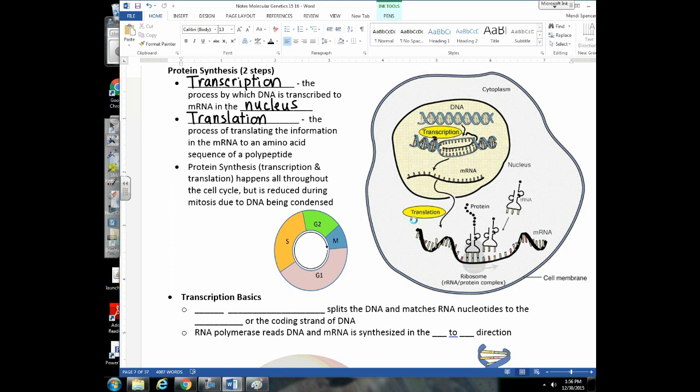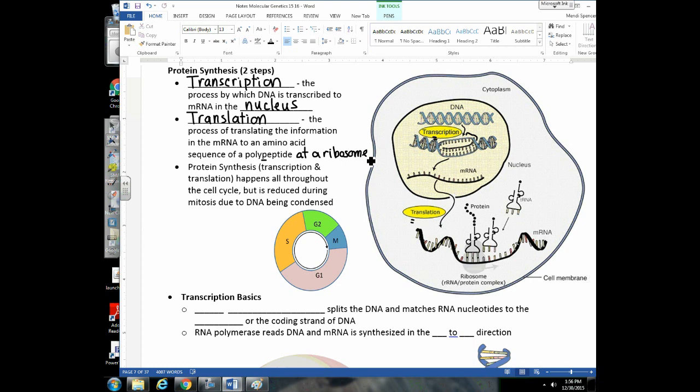Now, once the mRNA is made, it's going to leave the nucleus, and then translation is going to happen. So let's add that during translation, the amino acids are going to be assembled into a polypeptide, and this happens at a ribosome. We've learned that ribosomes make proteins. They make proteins by assembling amino acids into a sequence, creating this polypeptide.